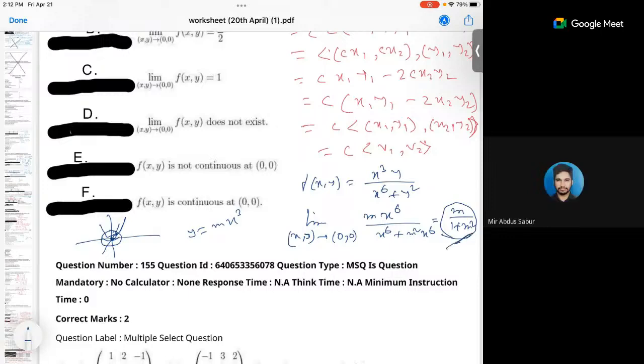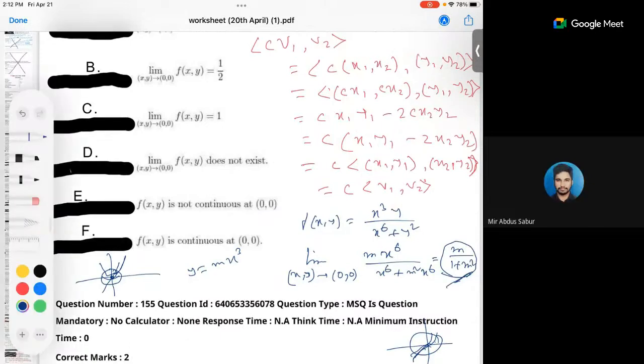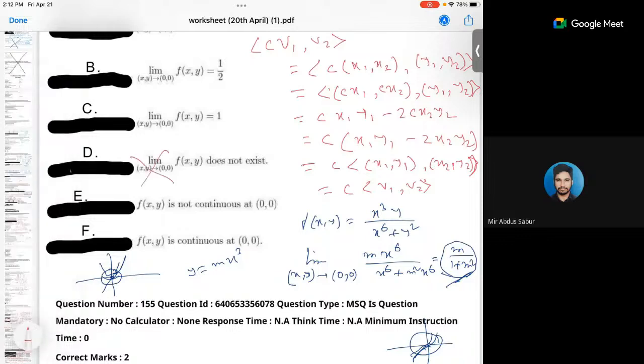In every defined curve, like y equal to m x cube, the curve will look like this. For different values of m it will be different, and for every single curve it gives a different value. So the limit does not exist, right? All of you got it? So the limit does not exist.